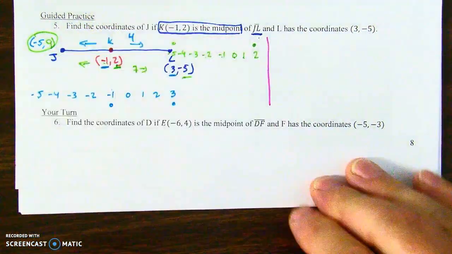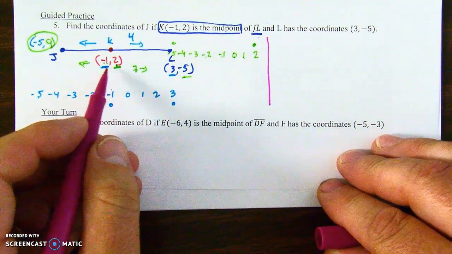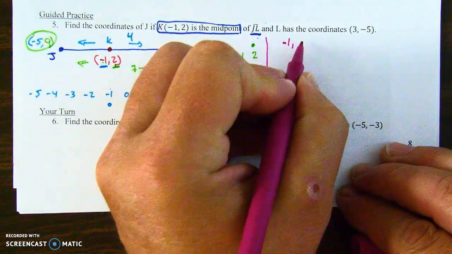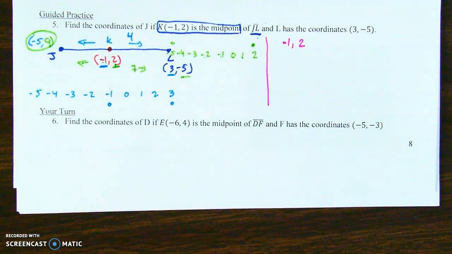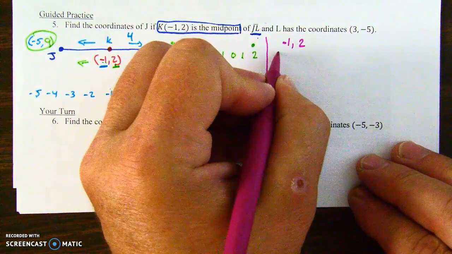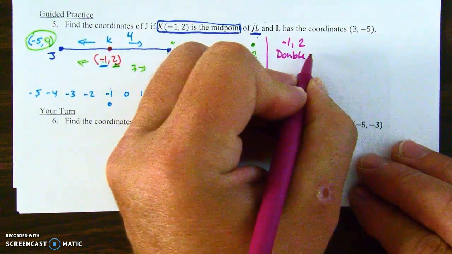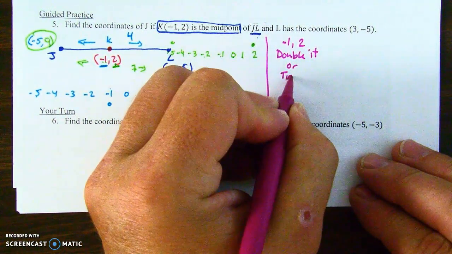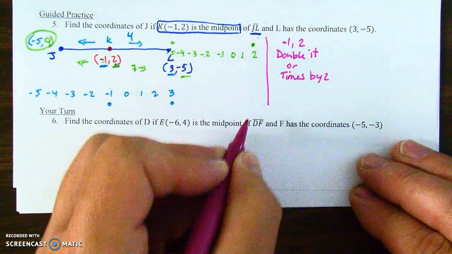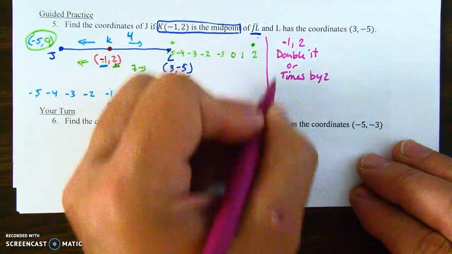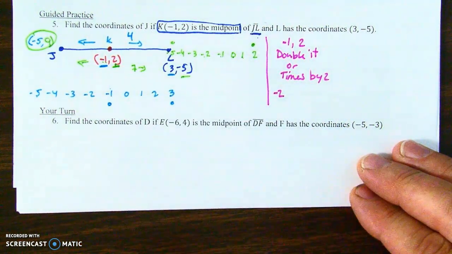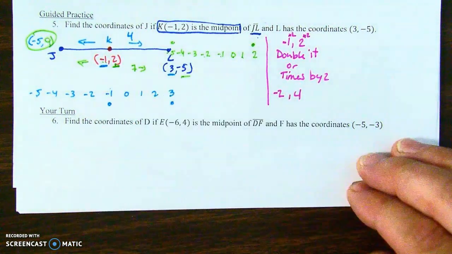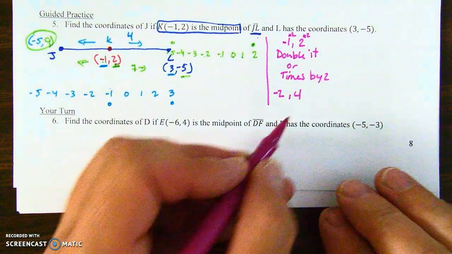So if we do this and we take these points, okay, so we're going to go back over here again, and what we're going to do is we're going to take the midpoint, which is -1 and 2, and I want you to double it, or times by 2. So we're going to take -1 times 2, which is going to give us -2. We're going to take this and times that by 2, okay, which is going to give us a 4. Okay, so now we've got this thing where we've multiplied it.